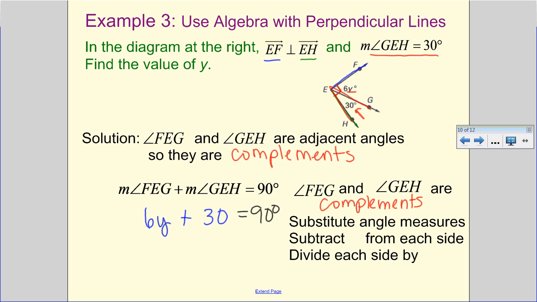We want to subtract 30 from each side, so that means 6y is going to equal, when I subtract 30 from 90, I get 60. And then we have to divide each side by 6. So we get y equals 10, which is exactly what they want us to do.